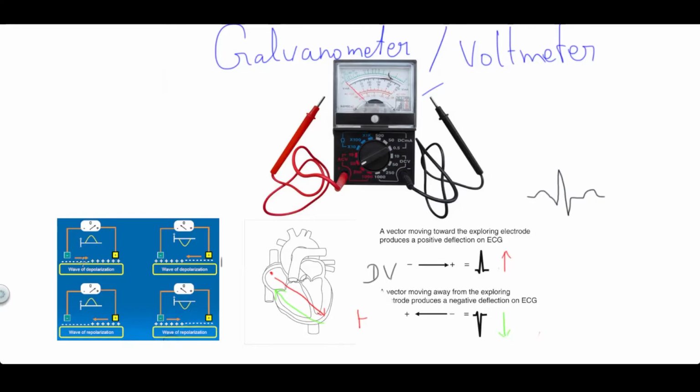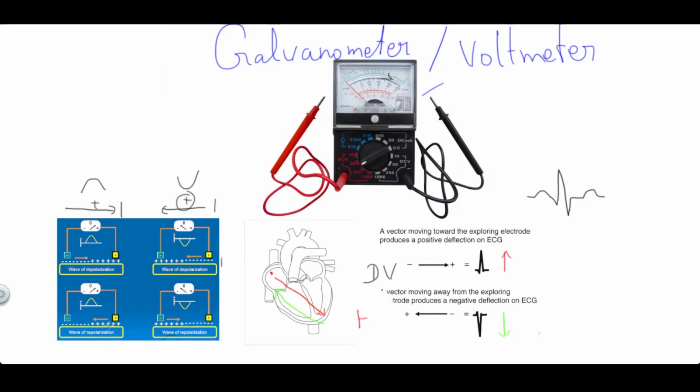In state of depolarization, the vector which is produced is positive action potential. When a positive action potential moves towards the electrode, you will be having the positive deflection. When the positive action potential moves away from the electrode, you will be getting the negative deflection.